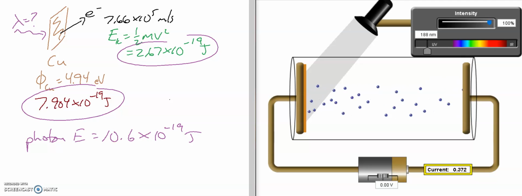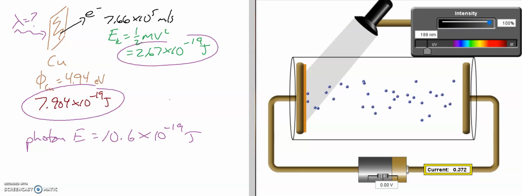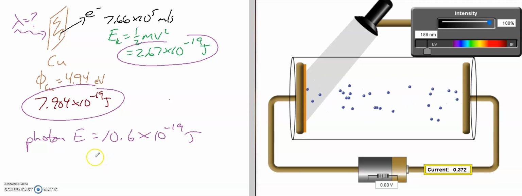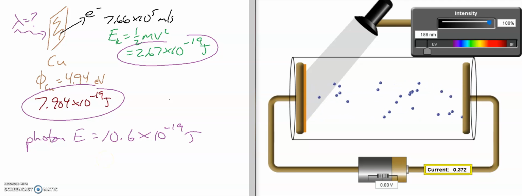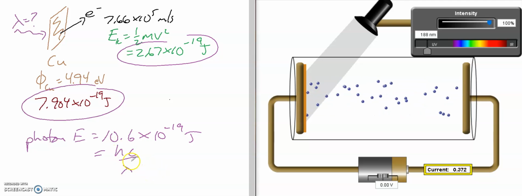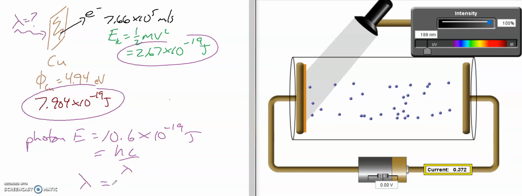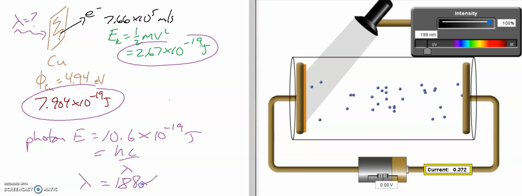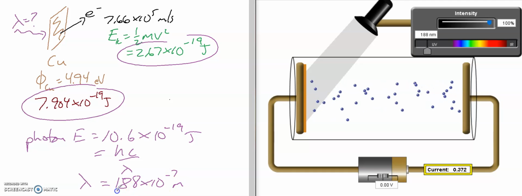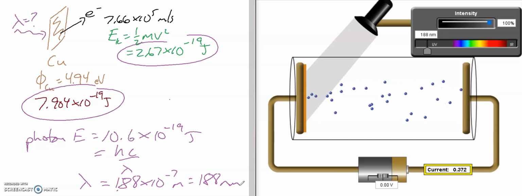Okay. All right, so now that I have that, I can then find the wavelength. This is going to be equal to hc over lambda, and we will just have to solve for the lambda. So that'd be hc over lambda. Got the h, got the c, I got the energies. Let's find out the wavelength of the incoming light. That gives me 1.88 times 10 to the negative 7 meters, which of course is 188 nanometers, which is exactly what the actual simulation is showing.